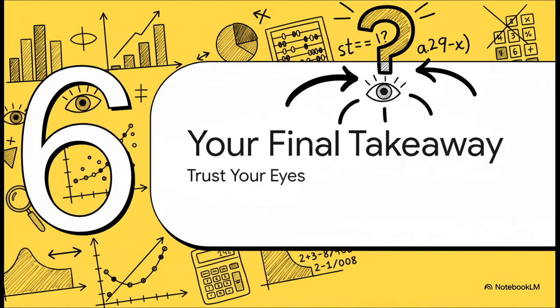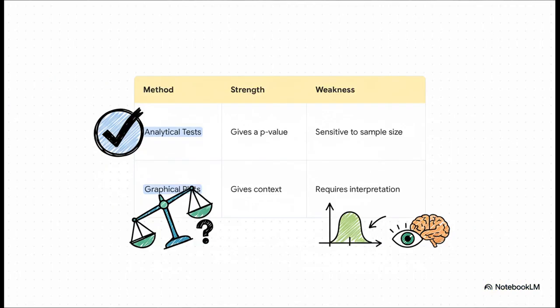Okay, let's pull all of this together. When you're standing at this crossroads, looking at the numbers on one side and the pictures on the other, what's the final call? Well, it really comes down to this trade-off, right? The analytical tests give you that hard, definite p-value, which feels objective, but we've seen how they are dangerously sensitive to how much data you have. The graphical plots, on the other hand, give you that crucial context and let you see the bigger picture, but yeah, they do require you to use your own brain and make a judgment call.